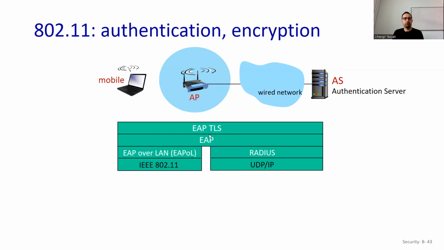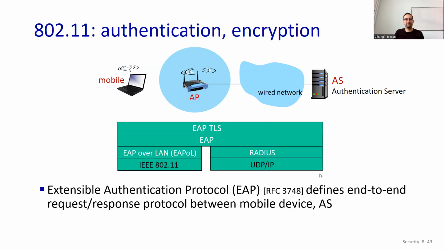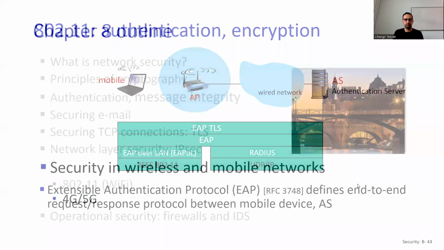So these are the terms you'll see whenever you want to connect, the first time, to eduroam or another Wi-Fi. In the documentation we say to choose EAP, TLS, and so on and so forth. This is because of this, right? So EAP, Extensible Authentication Protocol, defines an end-to-end request response protocol between mobile device and the authentication server. And this is how they are included in the protocols.